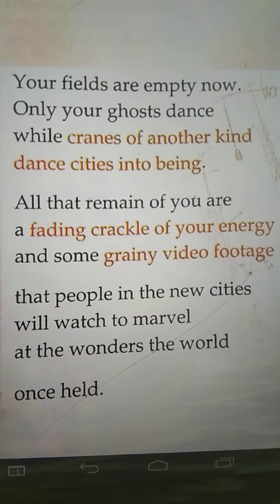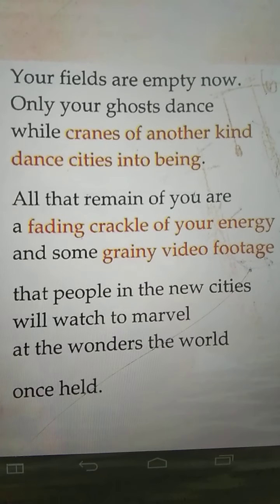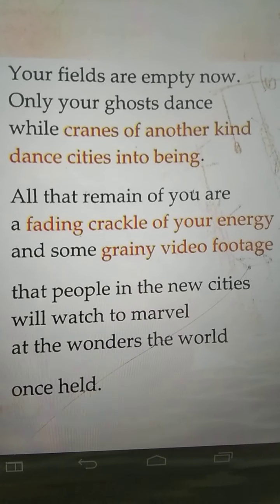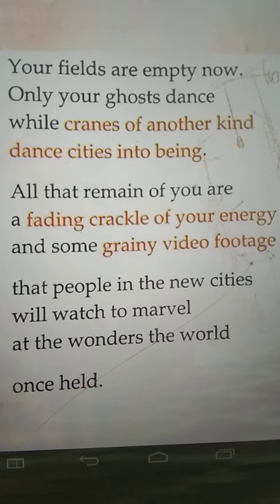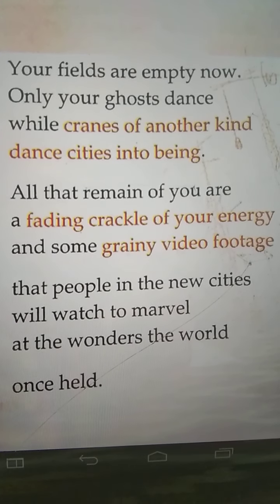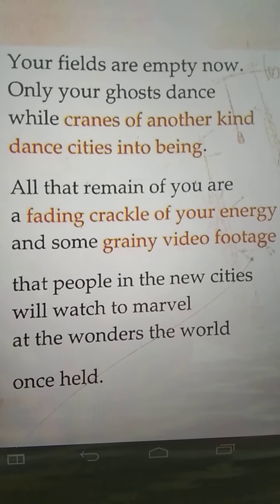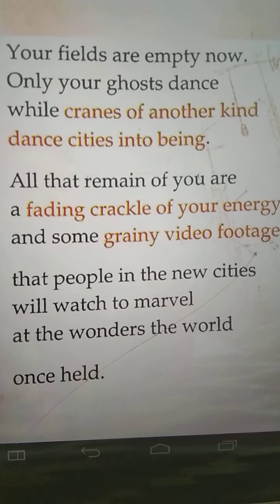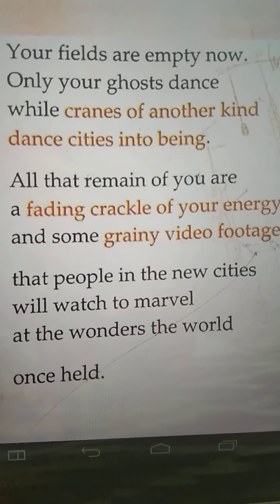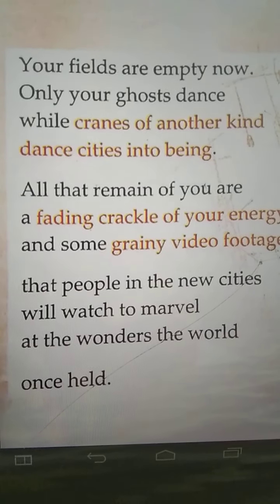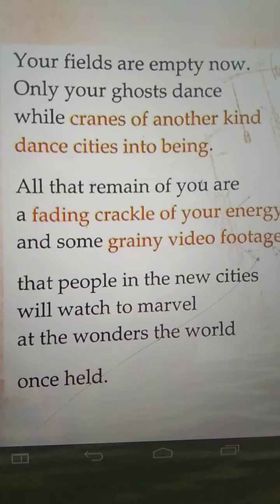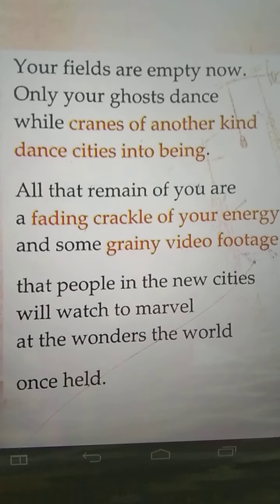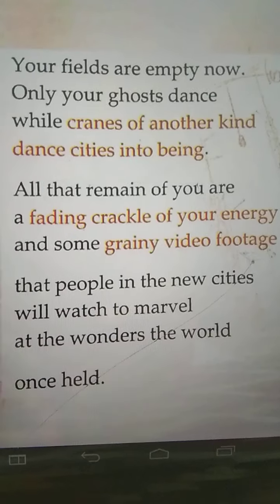Now children, the second most important thing in the poem is the literary device. You have to see what literary device has been used in this poem. Children, the literary device that has been used in the poem is personification. Now you will ask, what is personification? Personification means when non-living objects are portrayed in such a way that we feel they have the ability to act like a human being. Not only non-living things, but non-human objects, that means anything that doesn't come in the category of living human beings.